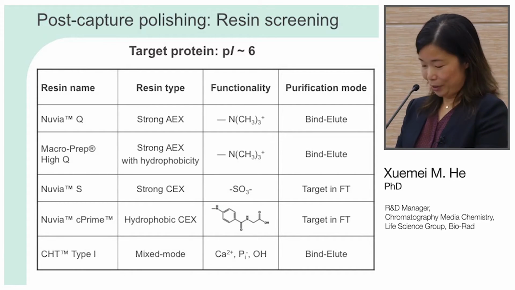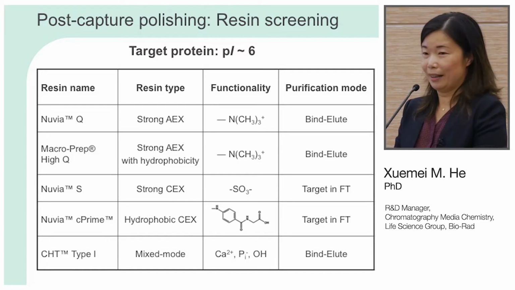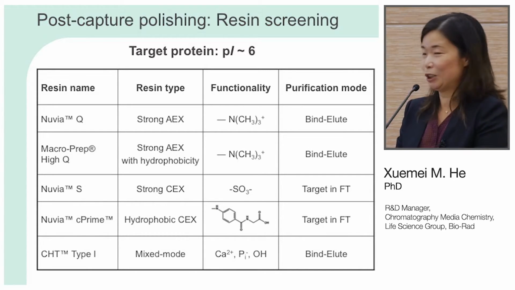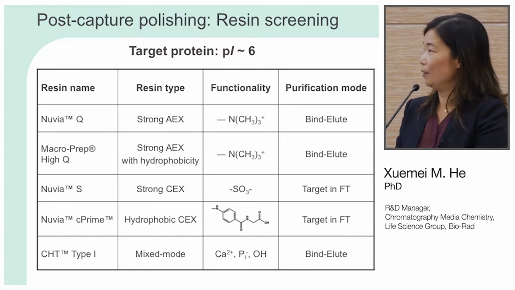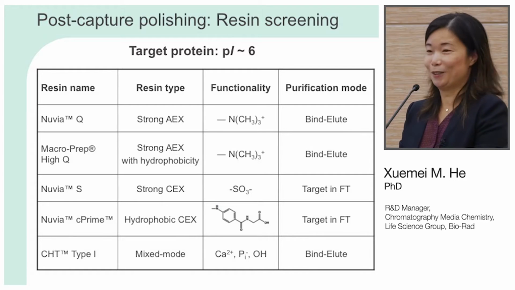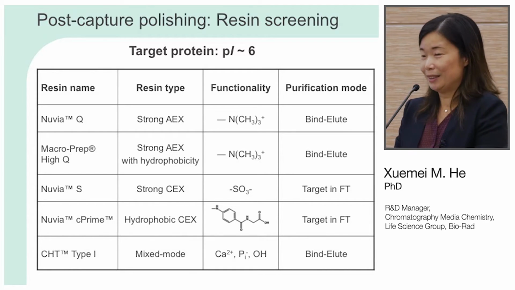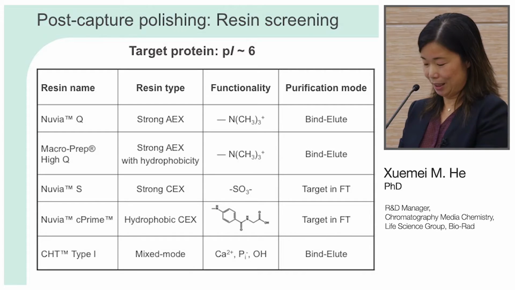For this purification, we actually screen through the resins we have in-house. We looked at the anion exchangers, we looked at the cation exchangers, and we also have the CHT, that's metal affinity plus cation exchange. It's a mixed mode resin. It's interesting, we try to compare, although Nuvia Q and MacroPrep Q are both strong anion exchangers, but we know from our past experience that the MacroPrep High Q has some sort of hydrophobic interaction from the backbone. And we have seen reports that this actually helps the removal of endotoxin. So in our case, we want to see if this is true.